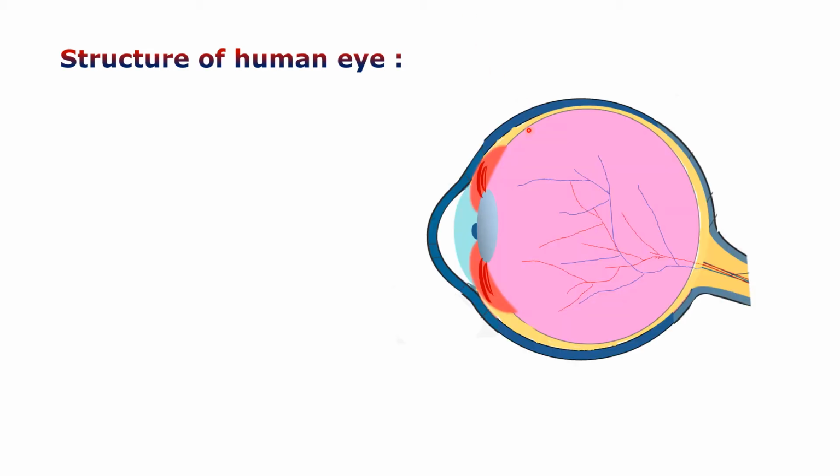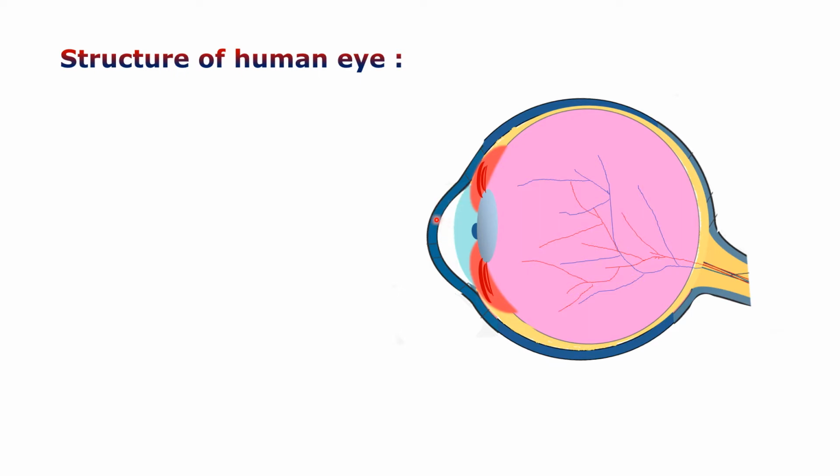Structure of human eye. The human eye is the most remarkable of all optical devices. The picture shows some of its main anatomical features. The eyeball is approximately spherical with a diameter of about 25 centimeters. Here is the structure of human eye.